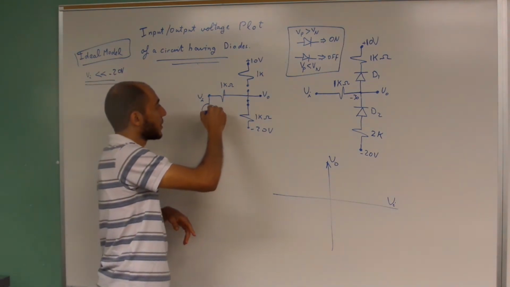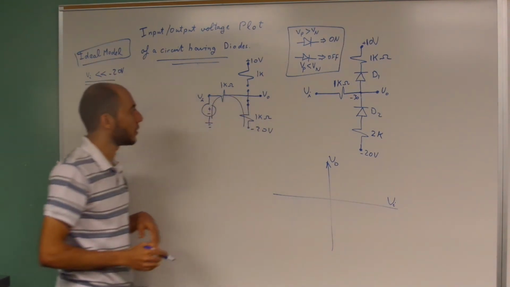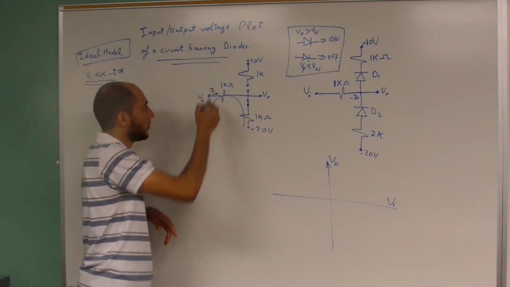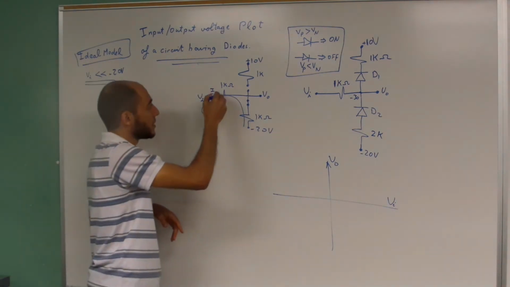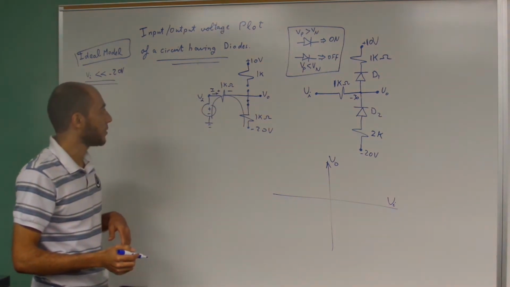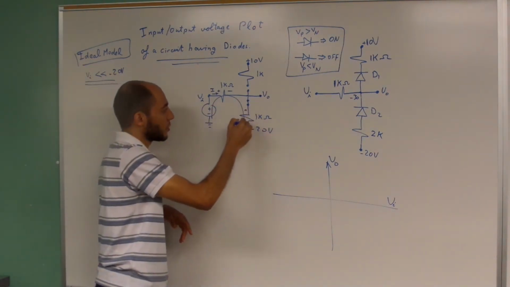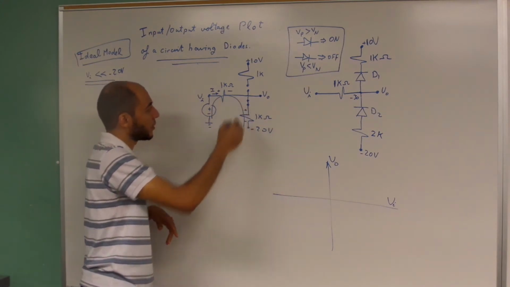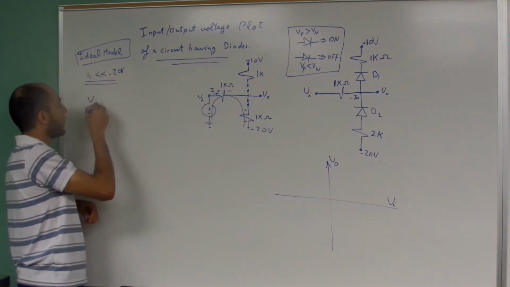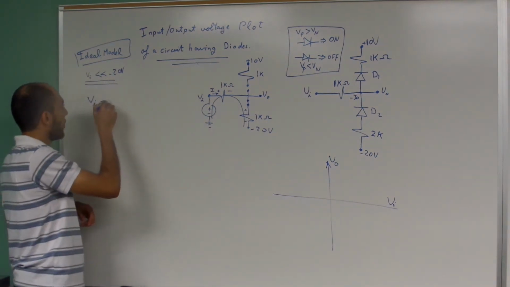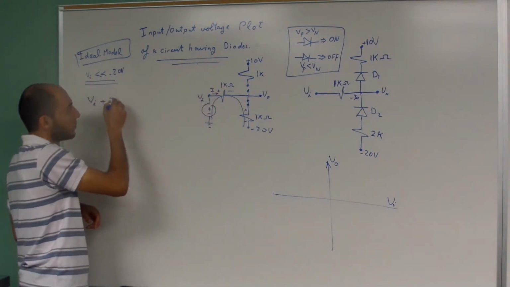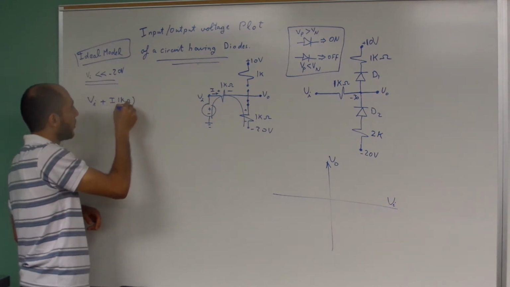Let's solve for KVL in this loop. What does KVL say? Let's assume that this is current I. Since this current is following this direction, the voltage drop is in that direction, and the same goes here, so that's the voltage drop. So what does KVL say? It says that V input plus I multiplied by 1K, 1 kilo ohm. Is it a plus or minus?